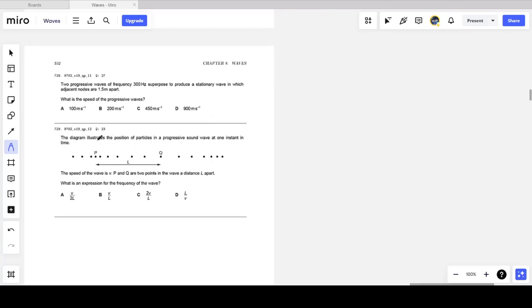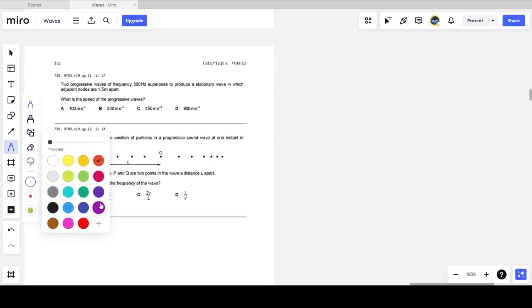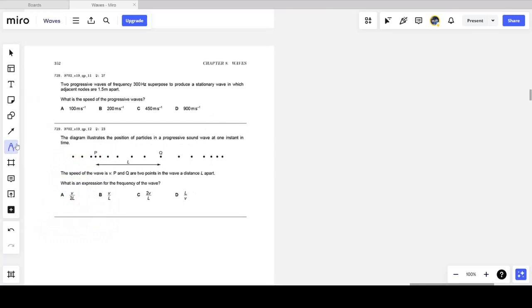Okay, the next question is 728. It comes from the summer 2019 exam. It's question paper 1, variant 1, and it's question 27 from that paper. We are told that two progressive waves of frequency 300 Hz are superposed to produce a stationary wave in which adjacent nodes are 1.5 meters apart, and we want to know the speed of the progressive waves. So this is actually more of a question on superposition, but it's fine, we'll answer it anyway.